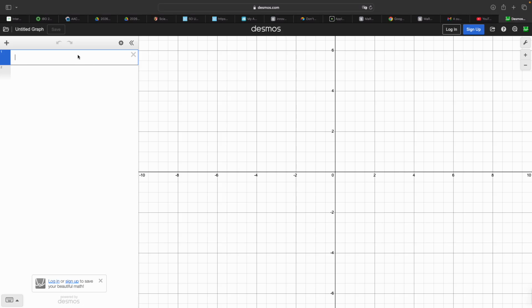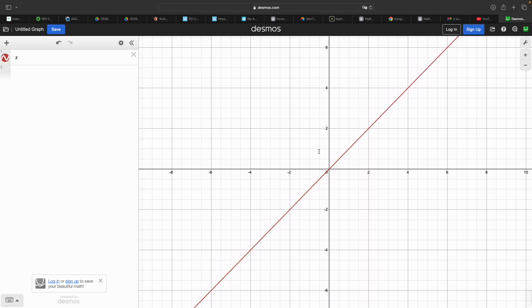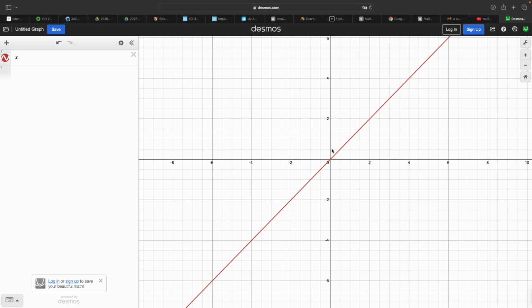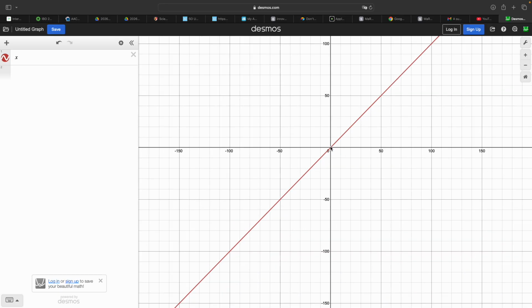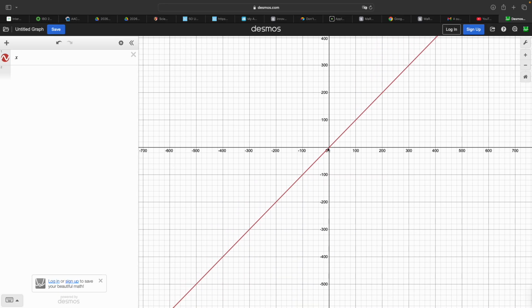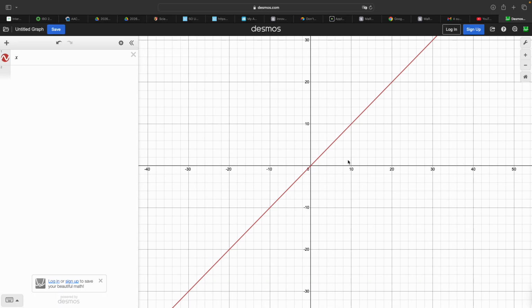Right here, x. X creates a single line. So this can expand to infinity. And so the calculator and the graphing isn't very distinct on this. It's just a straight line. But this is probably the most normal singular line you get.